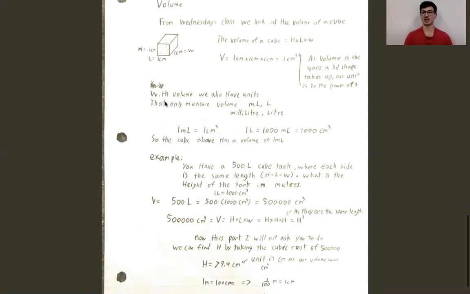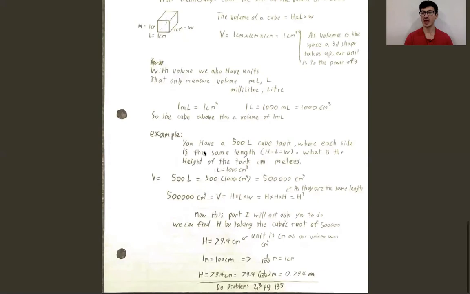So let's go through an example. Let's say you have a 500 liter cube tank and you're going to fill it with gas or water, whatever you fill a tank with, where each side is the same length. The problem is, we want to figure out how tall this tank is, in meters. There's a bit of math in here that I won't ask you to do, but I'll do it for you just for this question.